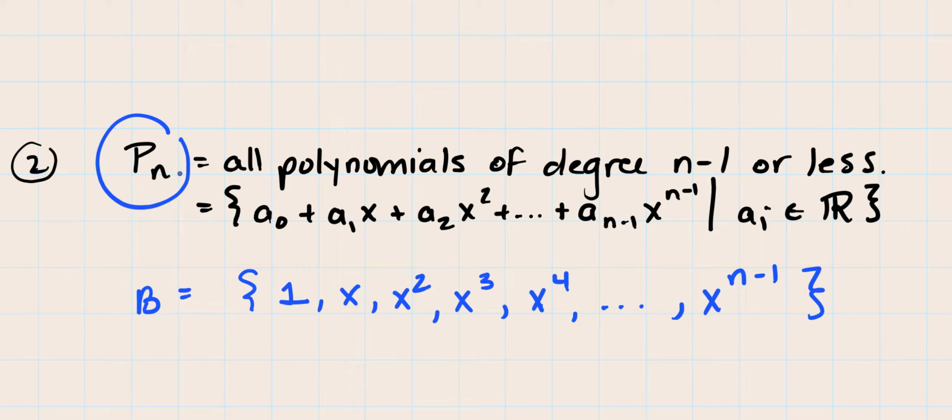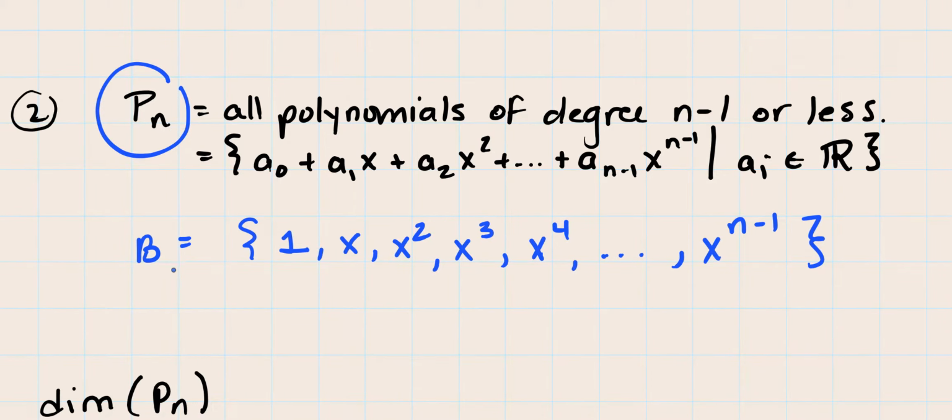And they also span our set here, our vector space, because any polynomial of this form can be written as a0 times 1 plus a1 times x, and so on. So this is the standard basis for P sub n.